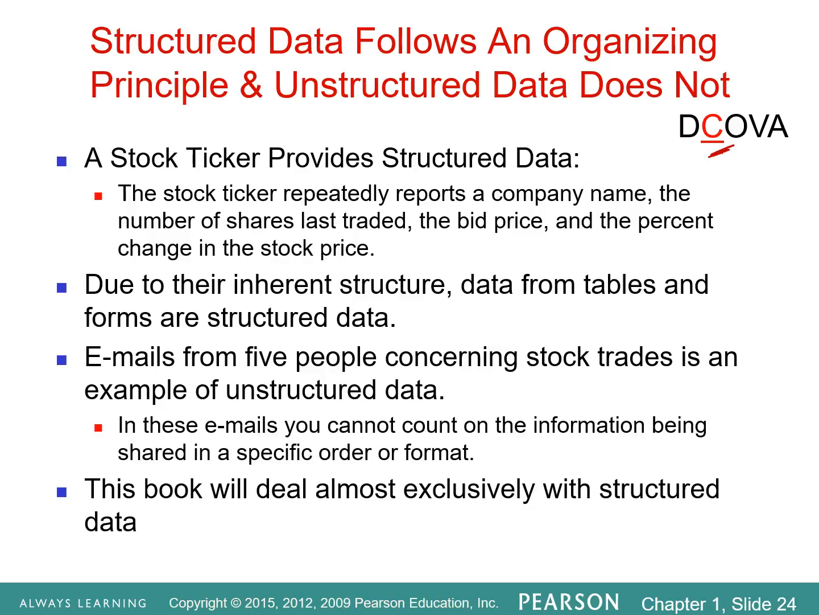Now, emails from 5 people concerning stock trades is an example of unstructured data. In these emails, you cannot count on the information being shared in a specific order or format. We're just sort of taking the questions as they go, and everybody's going to ask a different type of question.